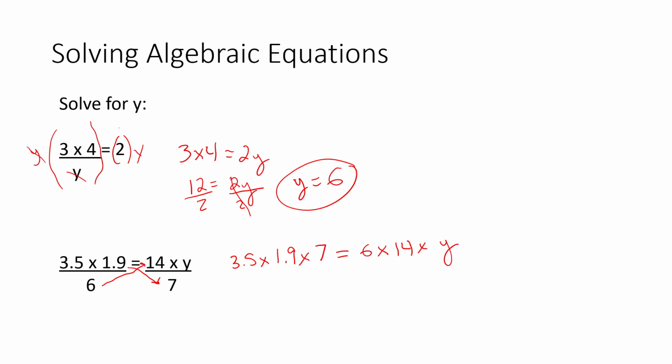Now I'm going to combine like terms. So I'm going to take this and multiply those across. So 3.5 times 1.9 times 7 equals 46.55. And I'm going to set that equal to 6 times 14, 84y.